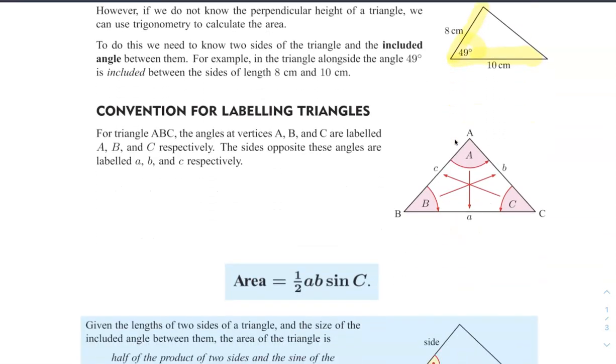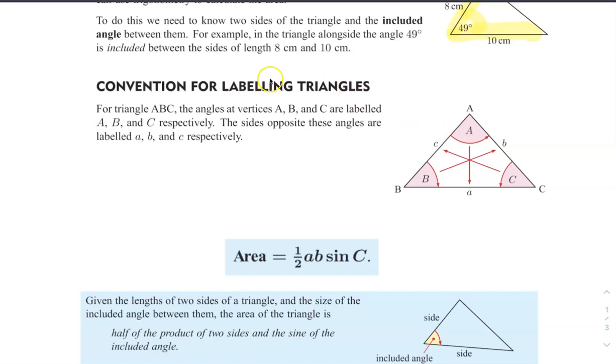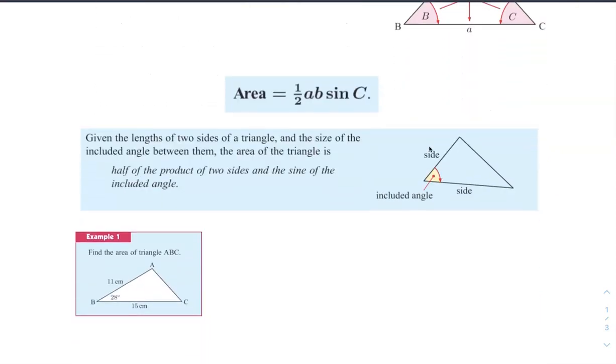So before we do that, let's talk about how we label a triangle. When you have a triangle, what we generally label is all the angles as capital letters. So you can see angle A here, angle B there, angle C there. And then the sides opposite them are lowercase. So angle A, opposite lowercase a. Angle B, opposite lowercase b. Angle C, opposite side lowercase c. Capital C for the angle, lowercase c for the side.